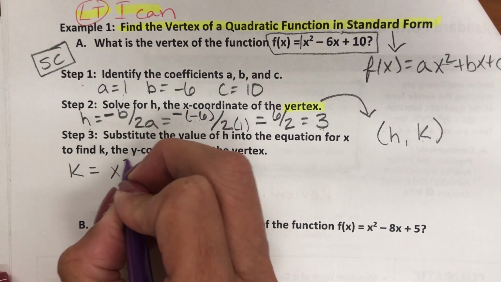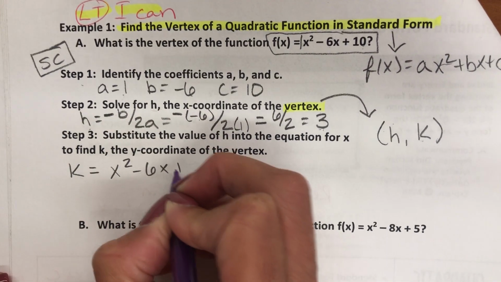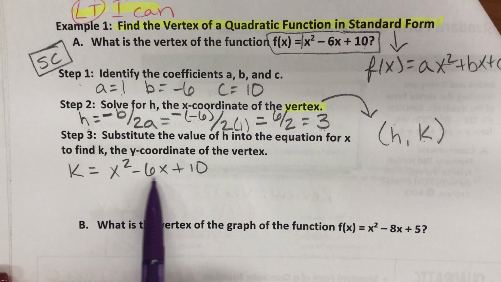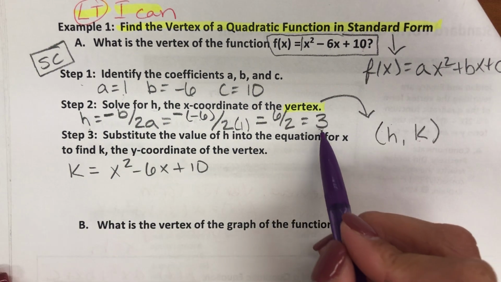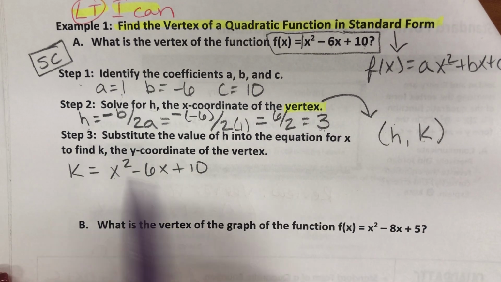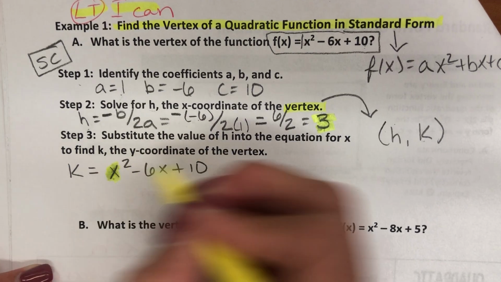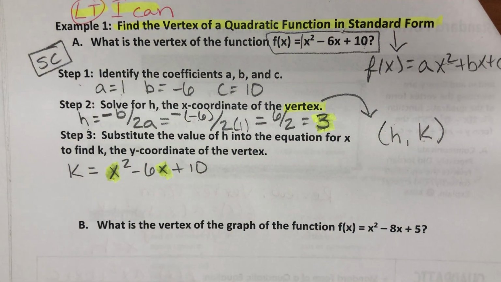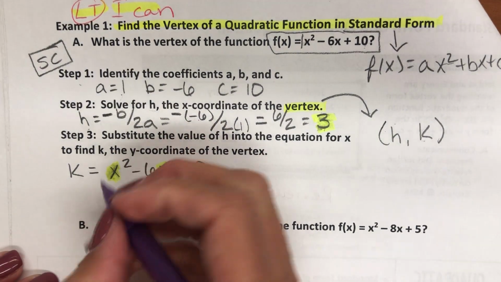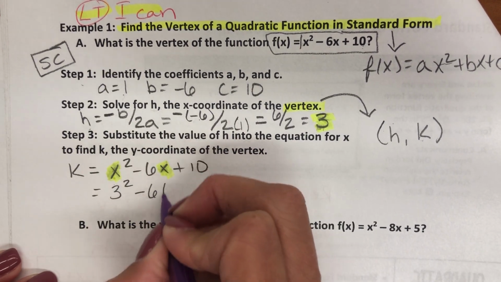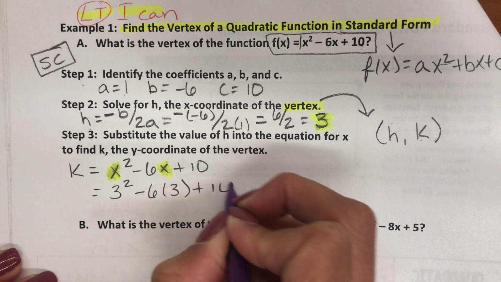So I start with my original equation given up here, x squared minus 6x plus 10. And then I'm going to take the 3 and plug it in for the x there. So then I have 3 squared minus 6 times 3 plus 10.